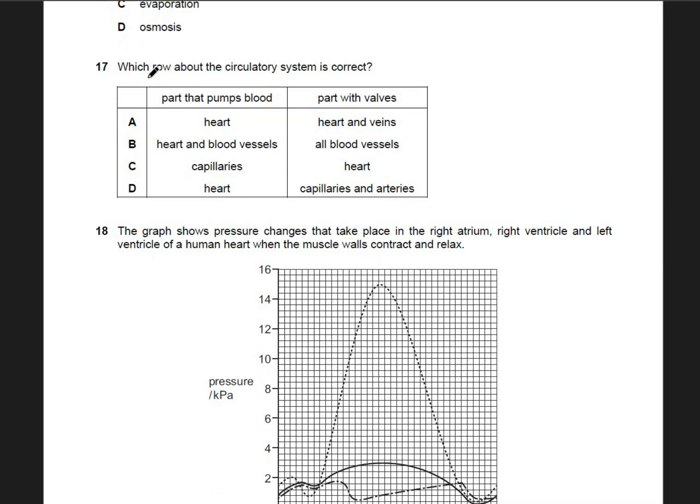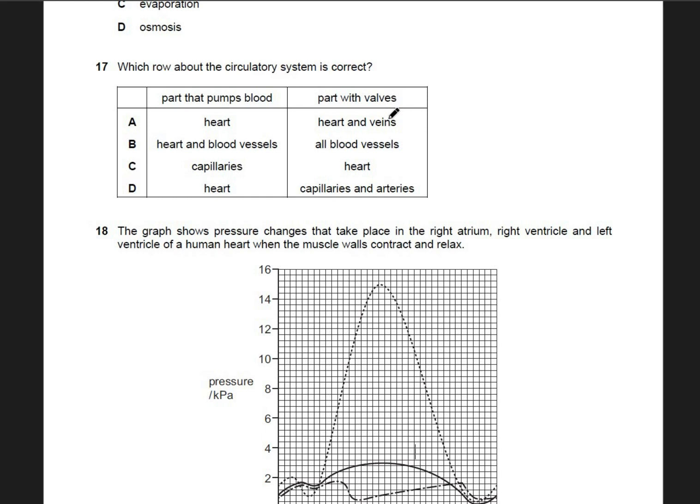Question number 17. Which row about the circulatory system is correct? One column is showing the part that pumps the blood and the part with valves. Obviously the part that pumps the blood will be the heart. Blood vessels will not pump the blood, because they are just used for transport of the blood. So option B cannot be the answer. And the parts with valves are the heart and veins.